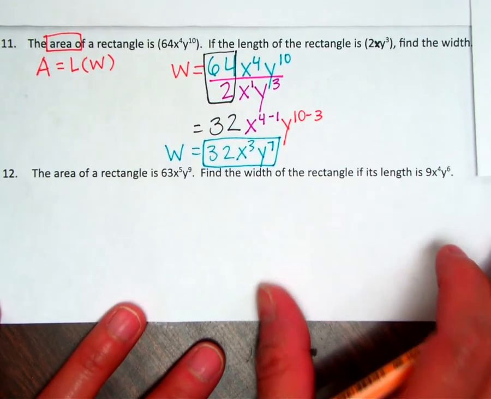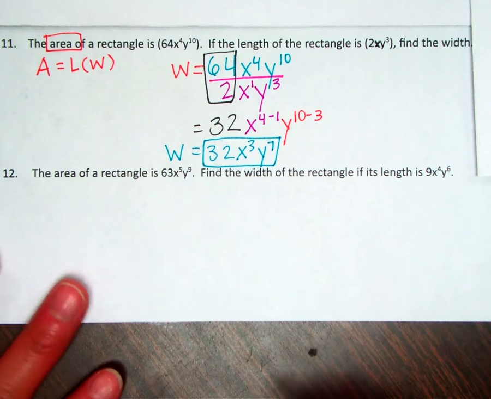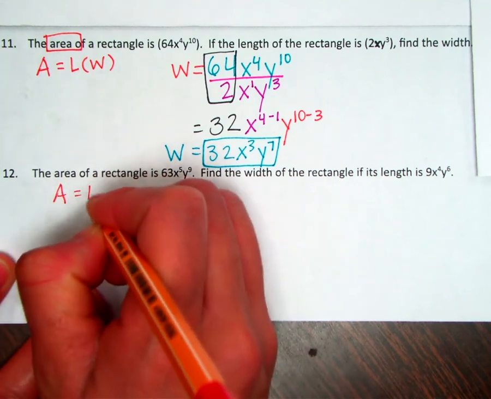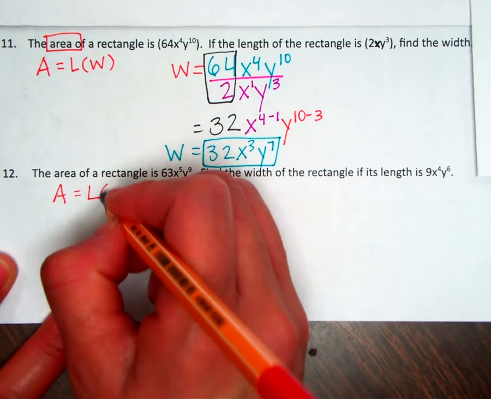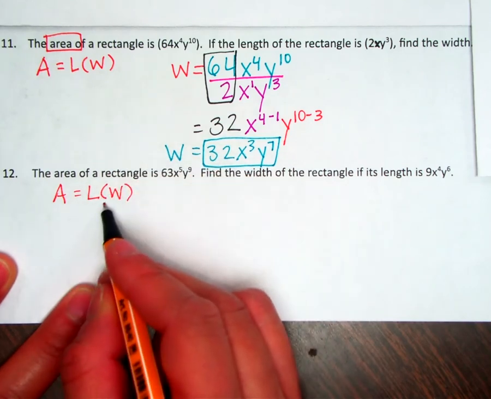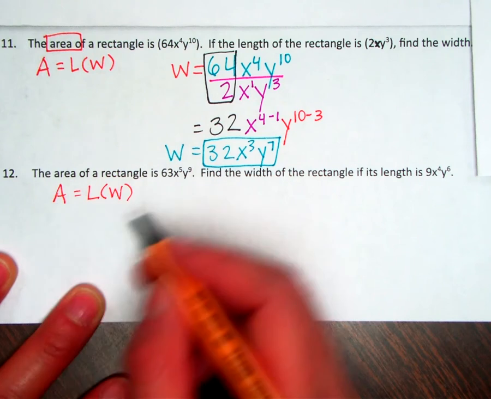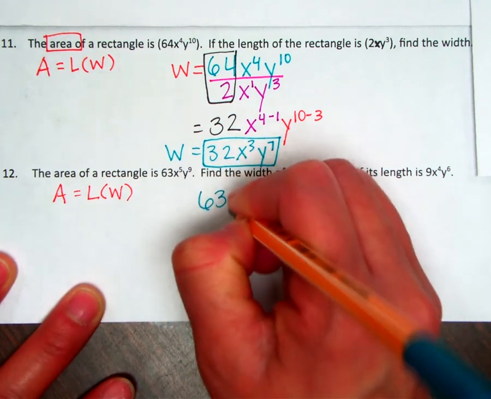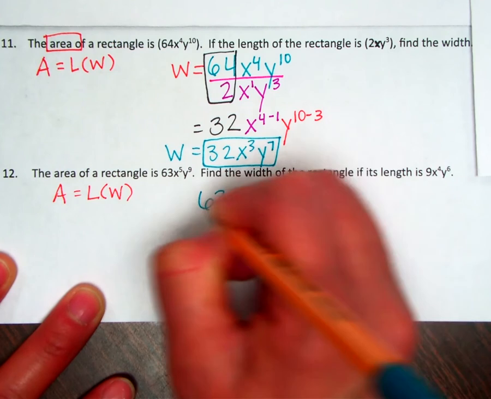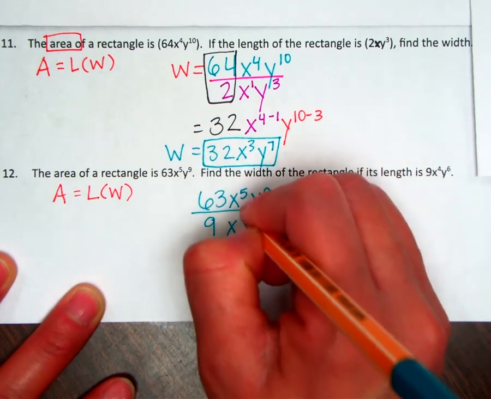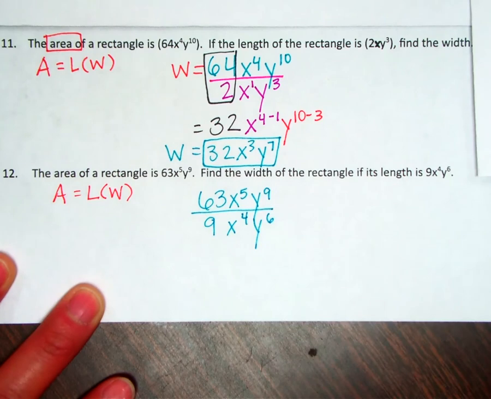In the second example, you have the same type of problem. If you're given the area and you have the length or the width, in order to work backwards to find one or the other, you need to divide. So you're going to take 63x to the 5th, y to the 9th, and divide it by 9x to the 4th, y to the 6th.